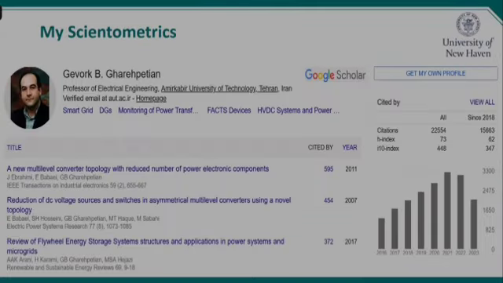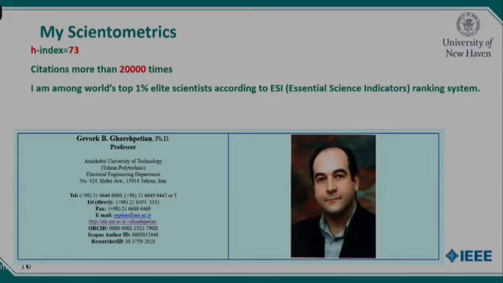Okay, what about me? Again, I have used another open website, Google Scholar, a well-known site. Based on this Google Scholar, I can present my scientometrics data. Next slide, please. Based on Google Scholar, my H index is 733, and my papers have been cited more than 20,000 times, and I am among the world's top 1% elite scientists according to the ESI ranking system.